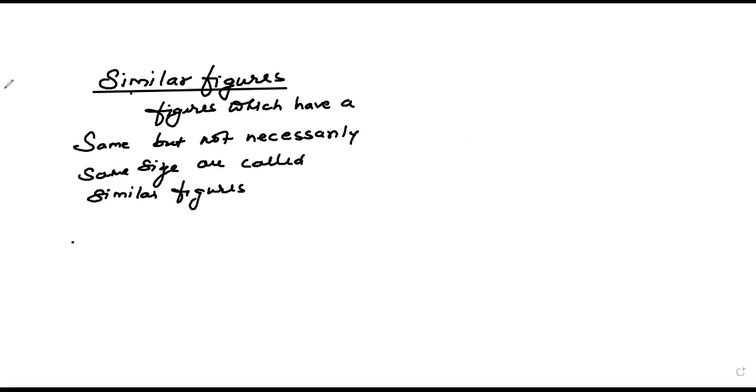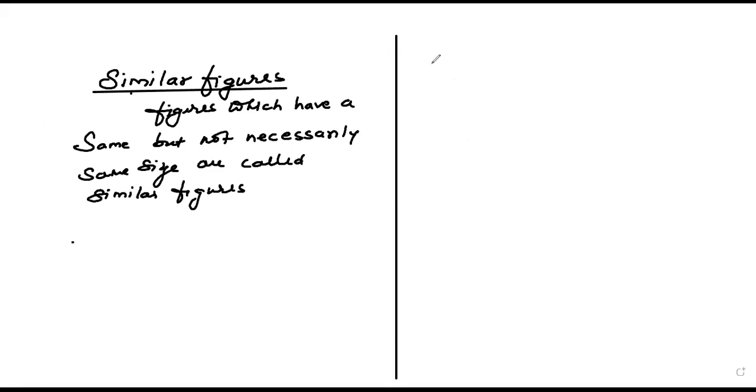Two triangles are said to be similar when they satisfy two conditions, okay? One is the ratio of the corresponding sides should be equal. The ratio of the corresponding sides should be equal. And the second one, the corresponding angles should be equal.